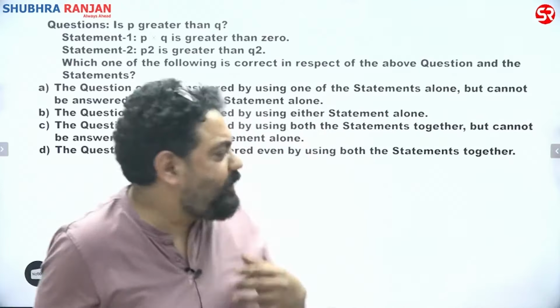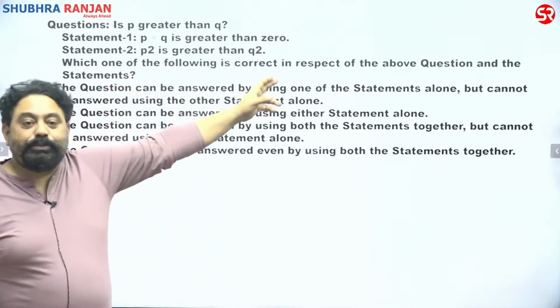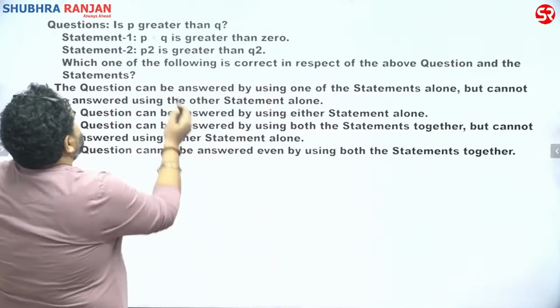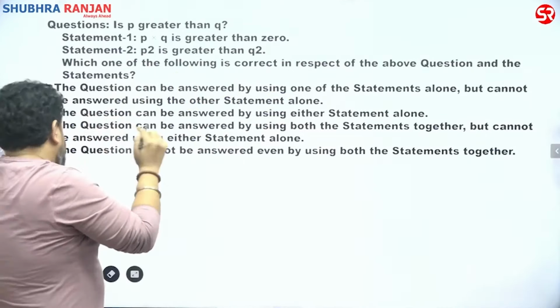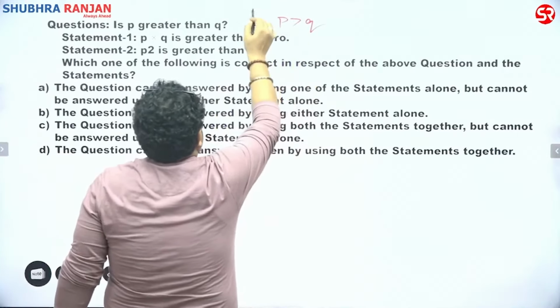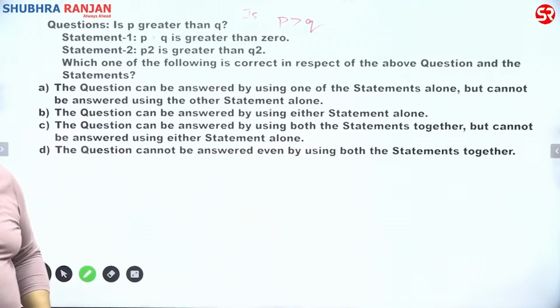I don't know anything about this. I don't want to read it also, actually. It's not P2. It's P square is greater than Q square. Please, this is my mistake. Statement one is, is P greater than Q? So the question is, is P greater than Q? See, they deal in inequalities. Wait, I don't know, let me try it for a minute.